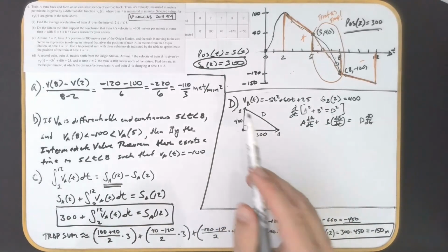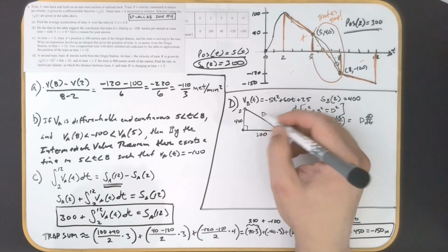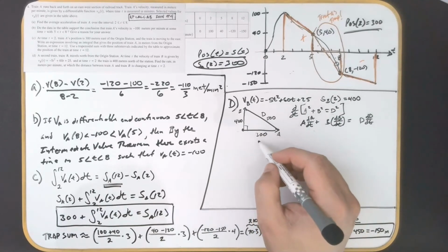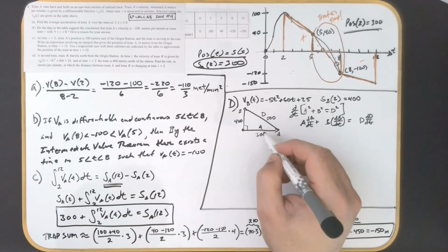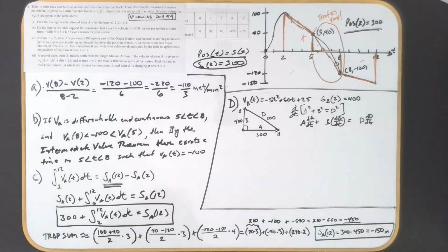So that's 300, that's 400. Hopefully you remember this from geometry, that this is a 3, 4, 5 right triangle. So really, A was equal to 300, B was equal to 400, and D was equal to 500.